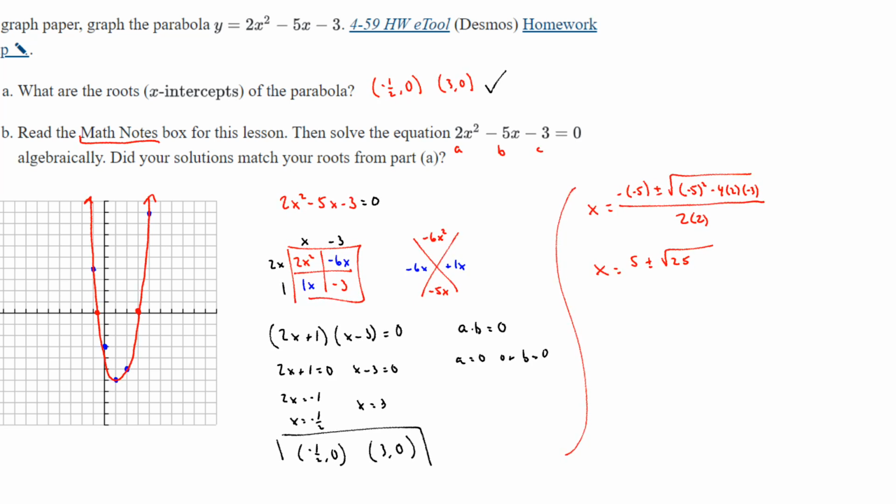So underneath the square root would be 25 plus negative 4 times 2 times negative 3 would be plus 24 over 4, which simplifies to 5 plus or minus the square root of 49. 49 is a perfect square, so 5 plus or minus 7 over 4, and then we have two possibilities, either 5 minus 7 over 4 or 5 plus 7 over 4, and those are your two. So that's negative 2/4, which reduces to negative 1/2, and 12/4 reduces to 3.